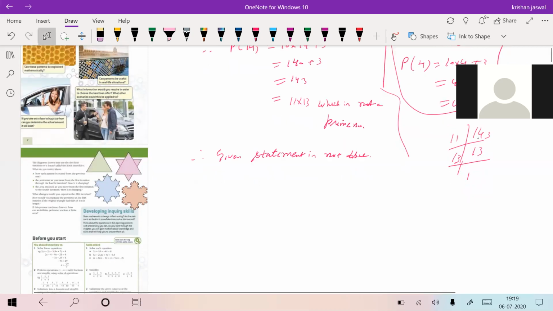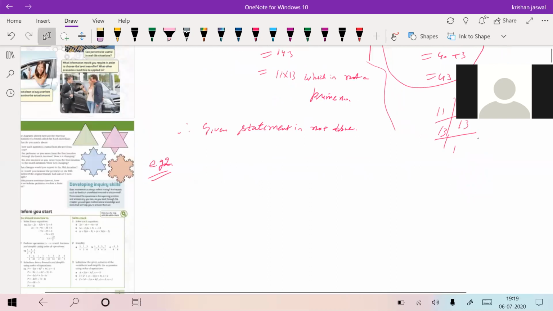Now, example number 2. For mathematical induction, prove that 1 plus 2 plus 3 and so on plus n is equal to n into n plus 1 over 2. In all these questions, we will take the value of n as 1, then take n equal to k, then prove this result for n equal to k plus 1. Only 3 steps. In all questions we will follow only these 3 steps.